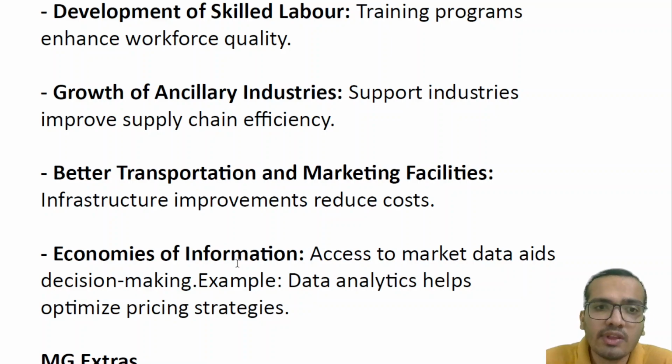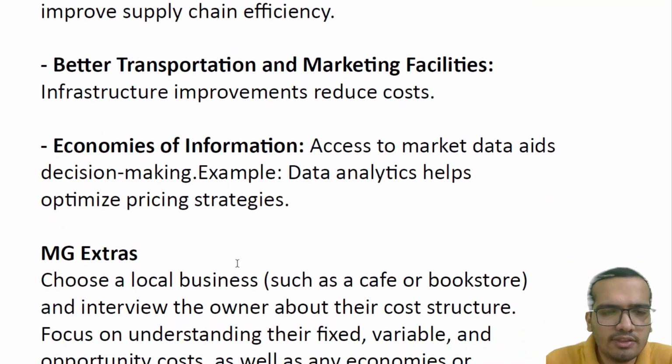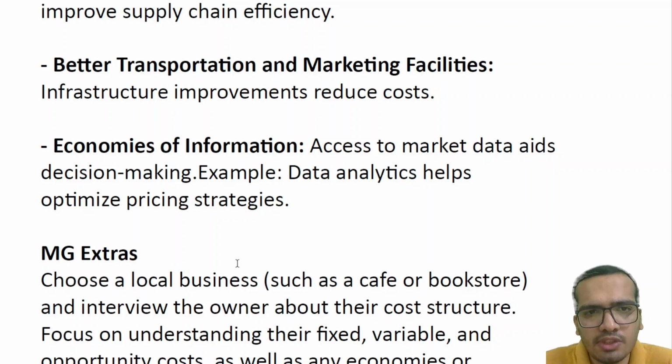One more could be better transportation and marketing facilities. Infrastructure improvement will help to reduce cost. And lastly, economies of information, that is access to market data aids decision making. Example, data analytics helps optimize pricing strategies.